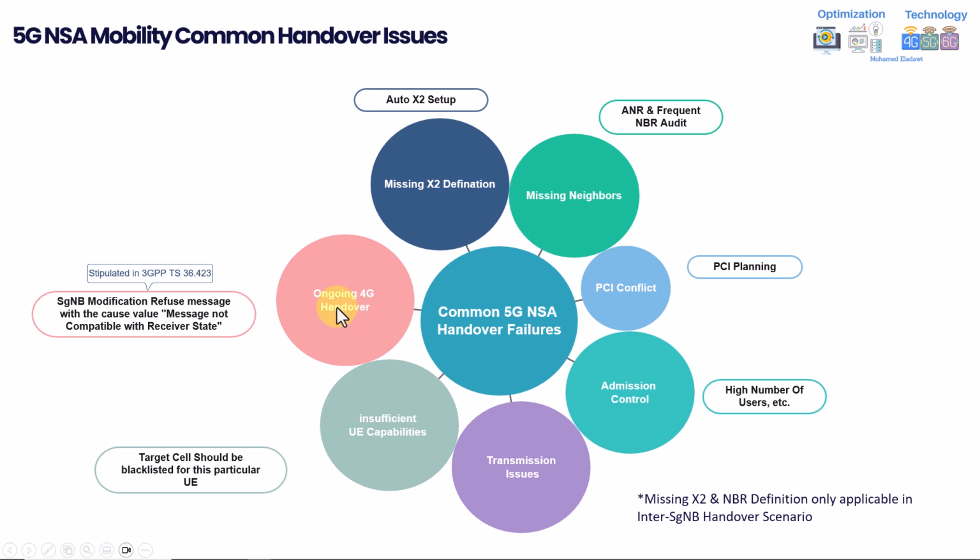This is a kind of race condition: if there is already an ongoing handover and an SgNB modification is sent from the 5G node to the 4G node, in this case, the 4G will reject it and send an SgNB modification refuse, containing the cause 'message not compatible with receiver state'. That indicates that there is already an ongoing procedure for handover in the 4G, which is called a race condition or signal interference. That's why it's preventing the handovers. The cause is also mentioned in the 3GPP specification, as mentioned in the source.